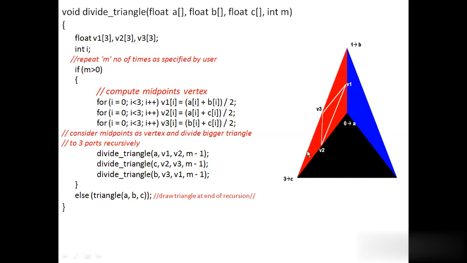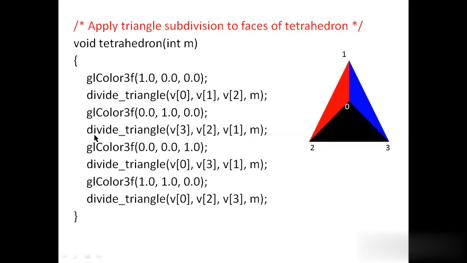So we are again calling the function, it is a recursive function, divide triangle, but this time the A, B, C values are different: A, V1, V2 and m minus 1. In the same fashion, for the second it will be B, V3, V1 and m minus 1. For the last, it will be C, V2, V3, m minus 1. So these are the three different phases that we are seeing.